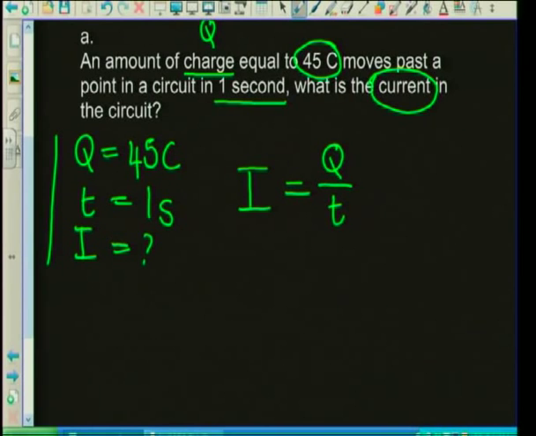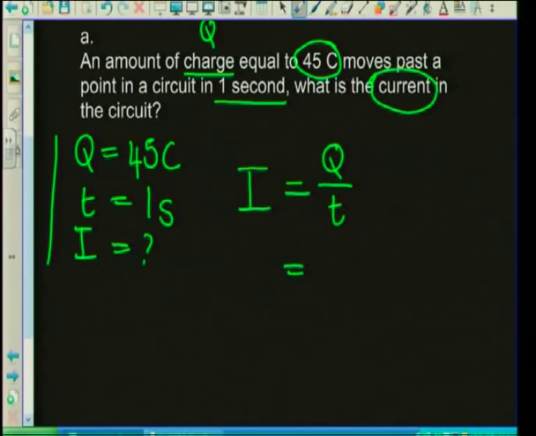Now, remember, grade 10s, that you have to give me an equation. You can't just randomly put letters down or randomly put numbers in the middle of nowhere because you feel like it. Okay, so Q is 45, T is 1, and I'm hoping you don't need your calculators. So we get 45 amps. Done, nice and simple. That was a nice question. Ready for another one?